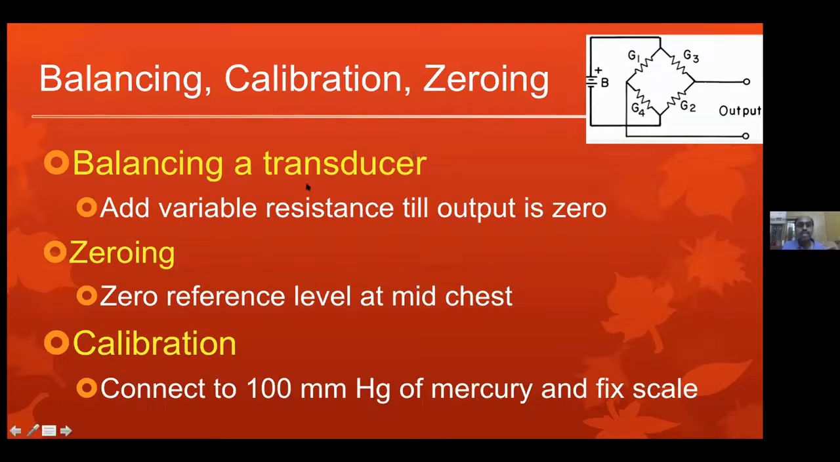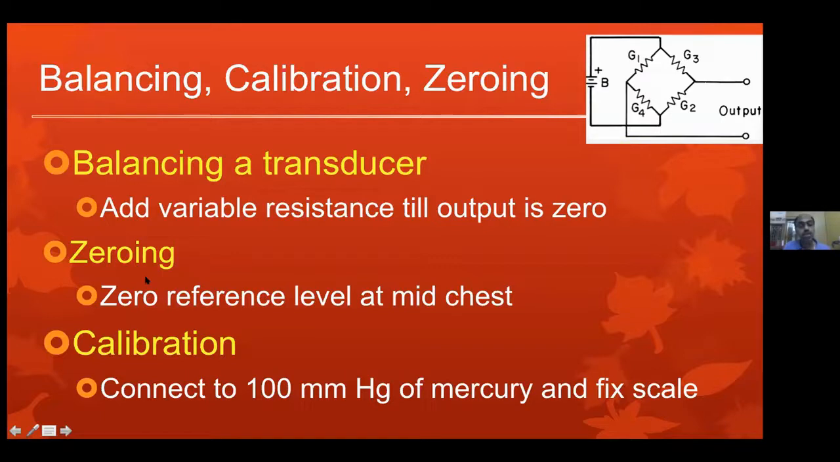So what is balancing a transducer? Since I am continuously giving a current, there will be continuously a current output. I add a variable resistance till the output becomes 0. So balancing a transducer means I am giving a current, I am adjusting the resistance, and I make the output become 0. If the output becomes 0, I have balanced my transducer. So balancing a transducer means I am getting an electrical output of 0 and my pressure transducer records 0.